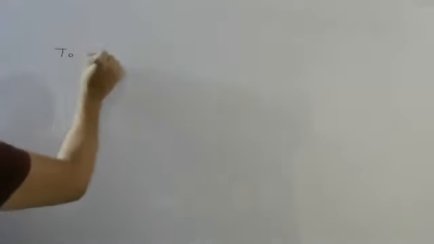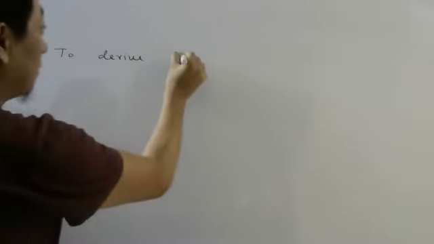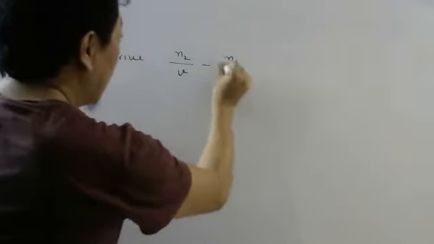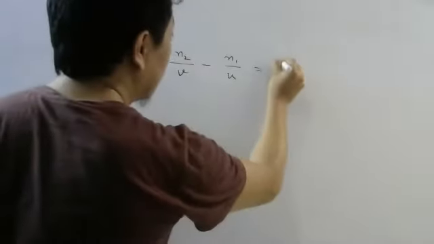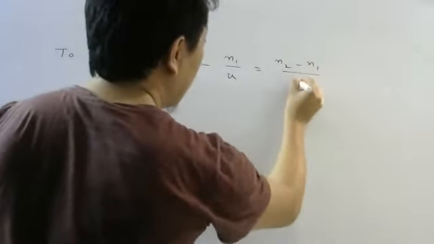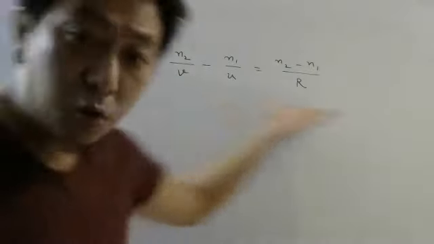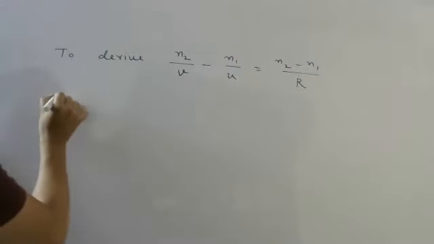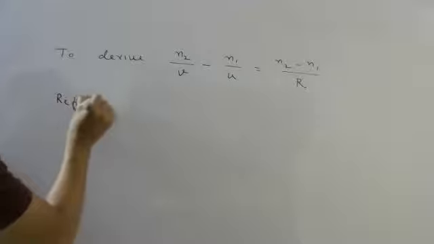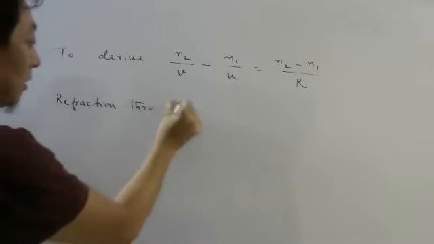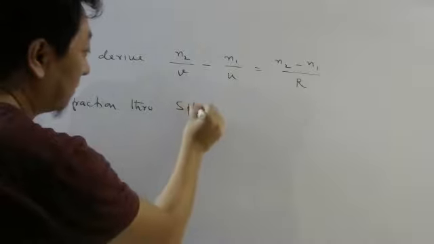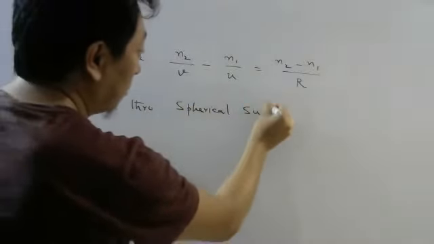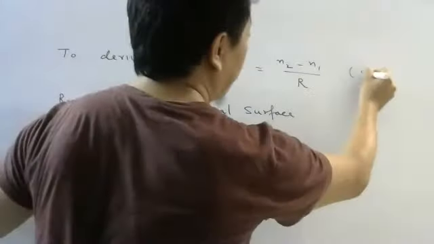Okay, so today we will do the next important 5-mark derivation, which is to derive this formula, n2 by v minus n1 by u equals n2 minus n1 by r. So they will give this whole formula only, and they will ask you to derive this formula. Okay, which is for which topic? Refraction through spherical surface. This is for 5 marks.